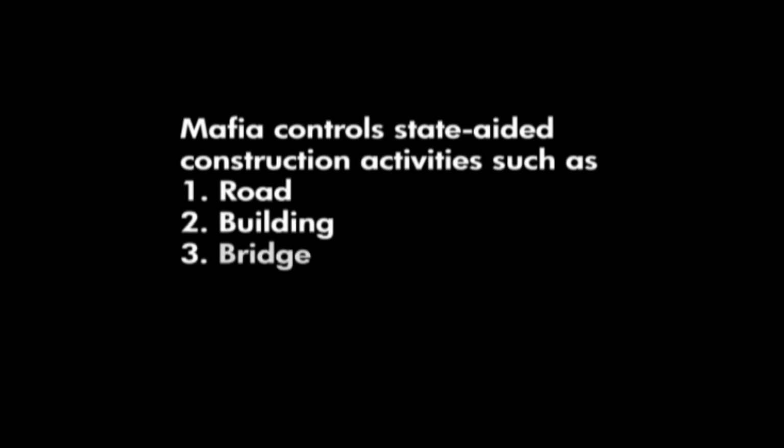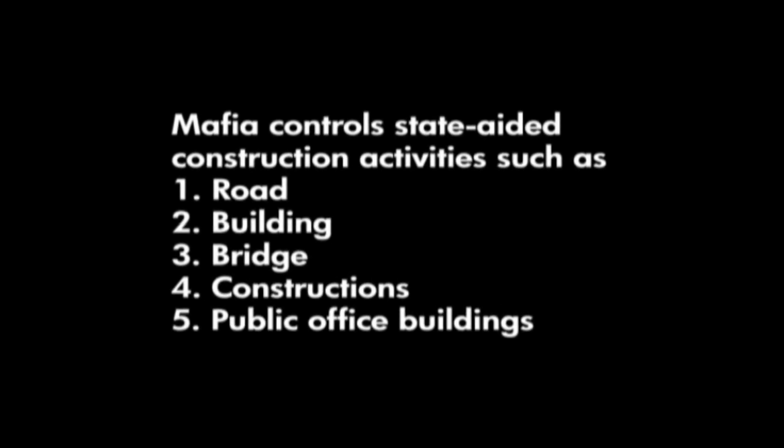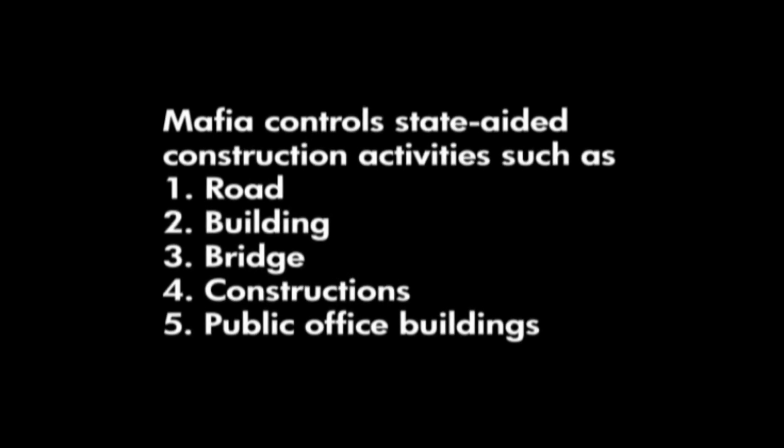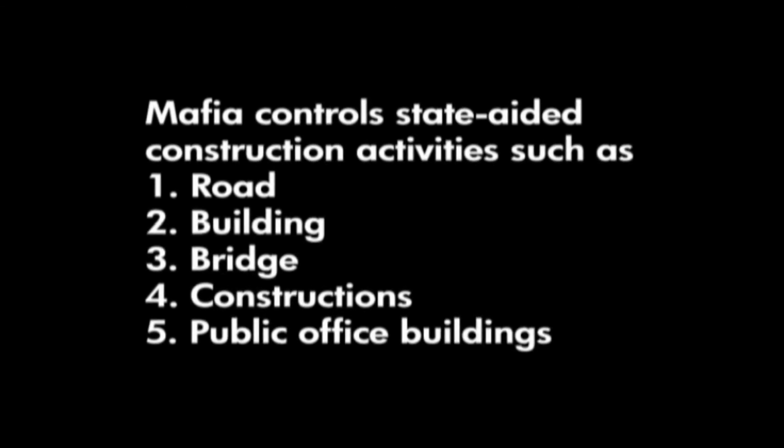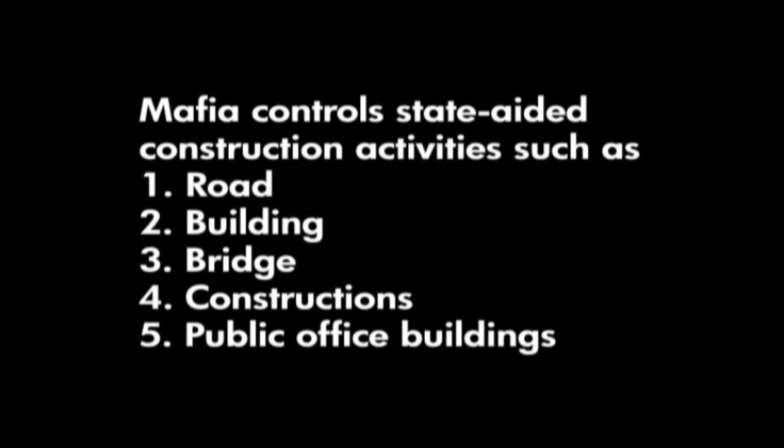Many state-aided construction activities in India, such as road, building, bridge constructions, and public office buildings, are all controlled and manipulated by the mafia. Corrupt public works officials, material suppliers, politicians, and government contractors use substandard construction materials, which results in roads and highways becoming dangerous and washed away when the heavy monsoon arrives.